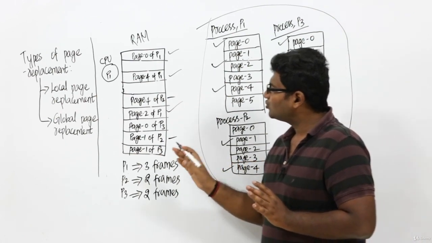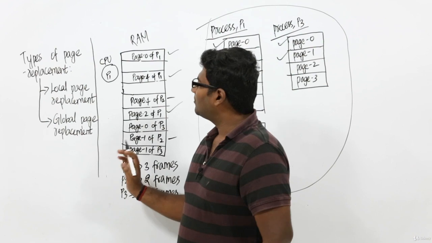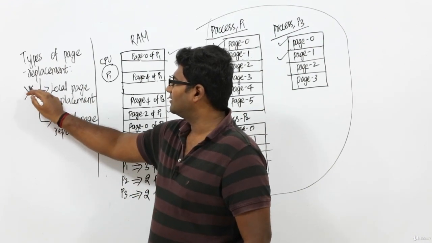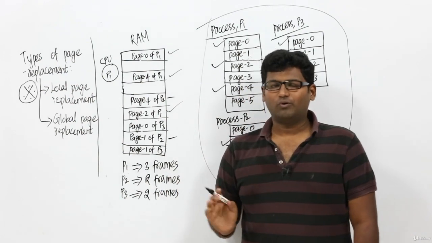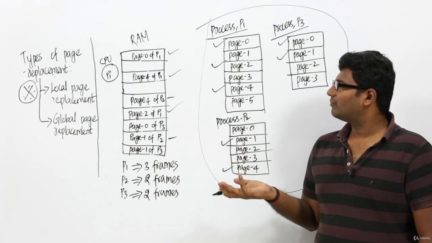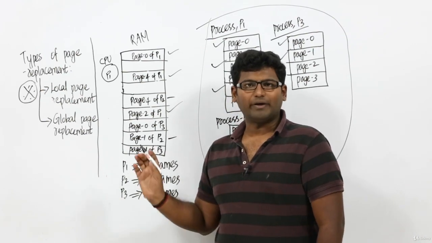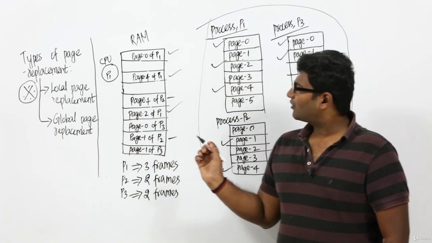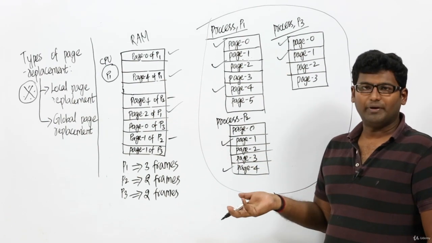Now, among these two, local page replacement and global page replacement, the most important one is local page replacement. This is mostly used today. Global page replacement is in no way used today. In none of the practical implementations are we using global page replacement. We are using only local page replacement. The reason for this, we'll see later, okay? Why local page replacement is more important than global page replacement.